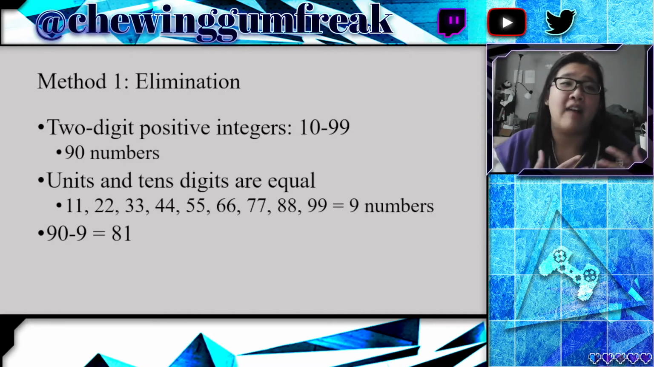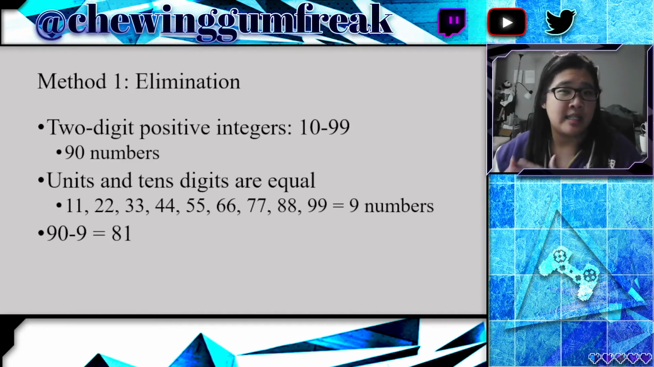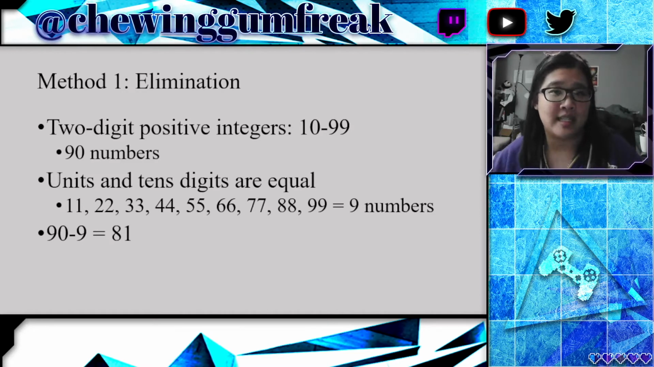So if we have 90 numbers minus 9, where the units and tens digits are the same, you're going to have a total of 81 where they are not the same. So that's relatively simple if you can think that through.